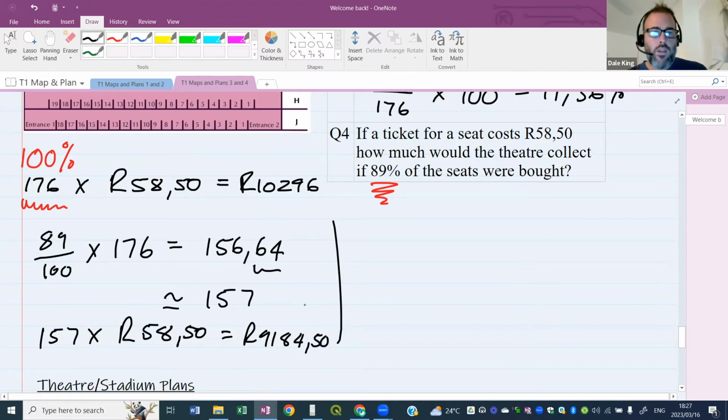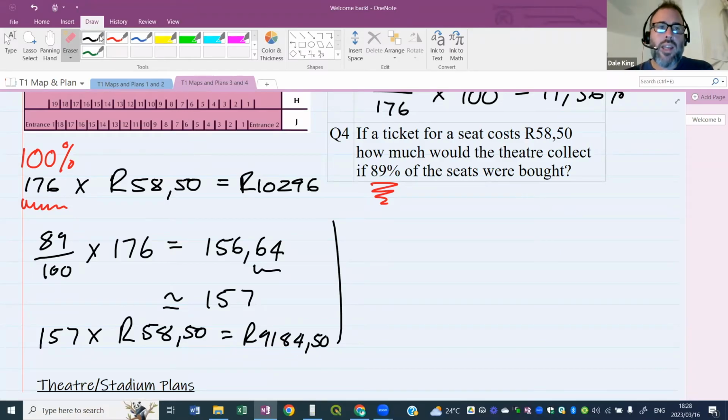9184,5. Okay, so let me walk through this again. Let's leave this top line. If you look at this top line here on the left, it says, if all the seats were sold, 176 of them, if you multiply that by 58.50 for each seat, you get 10,296. But if 89% of the seats were sold, then you work out 89% of 176 seats, we get 156.64. Because we got decimal seats, I rounded that up to 157 seats. And then I multiplied that by 58.50, we get 9184 and 50 cents.